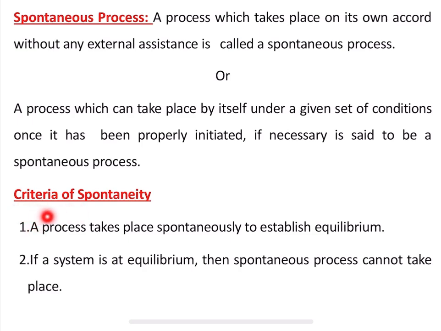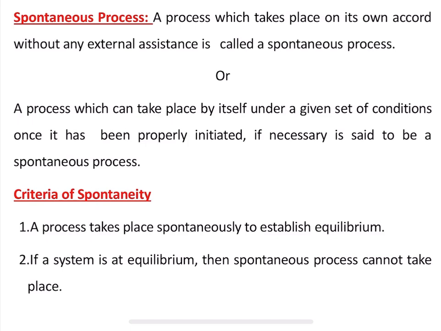Criteria means the conditions of spontaneity. So a process takes place spontaneously to establish equilibrium. Okay, so this is very interesting. So this spontaneous process, why does it happen? Why does it happen without any external assistance? That is because it has to attain the equilibrium. It has to come to equilibrium.